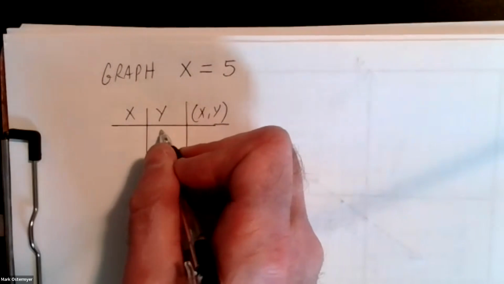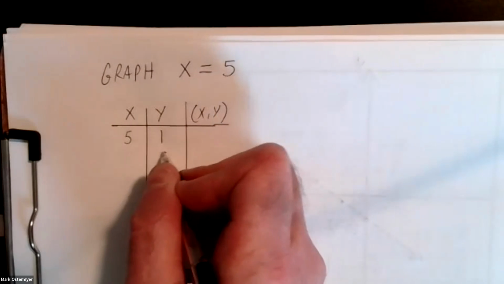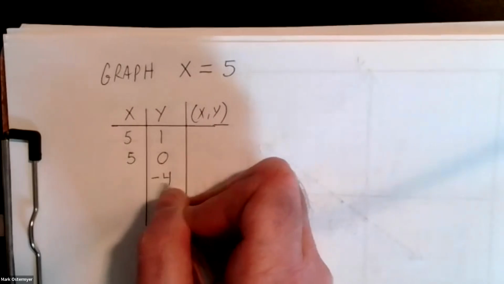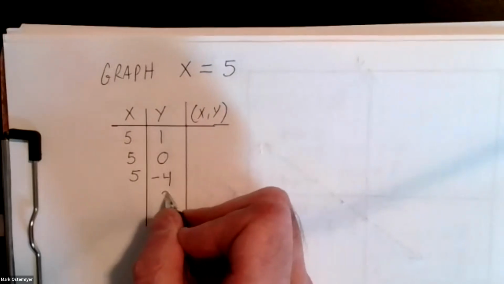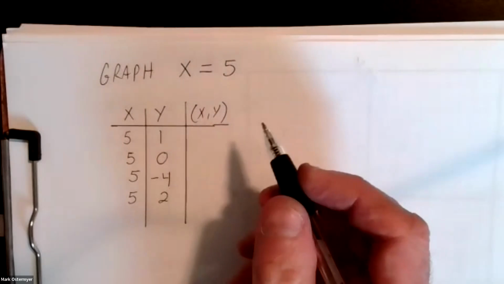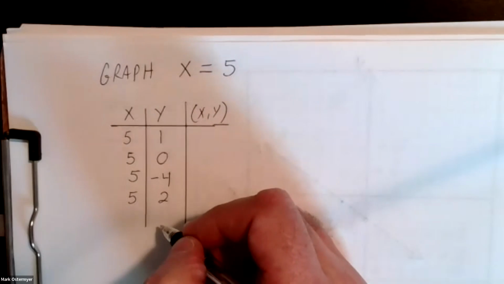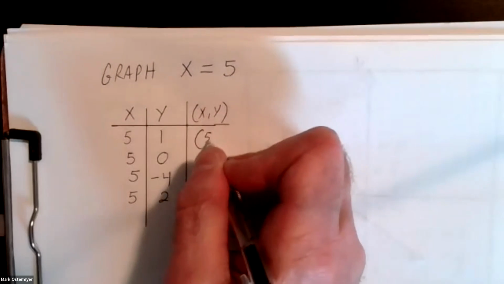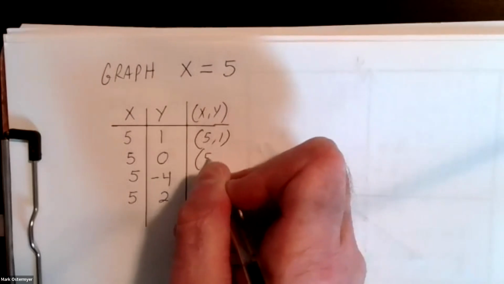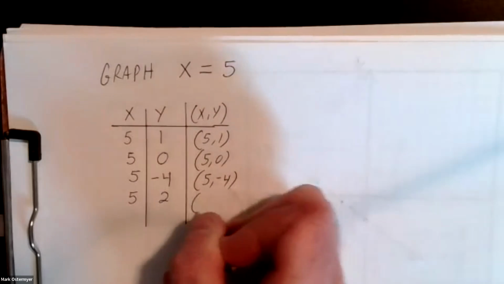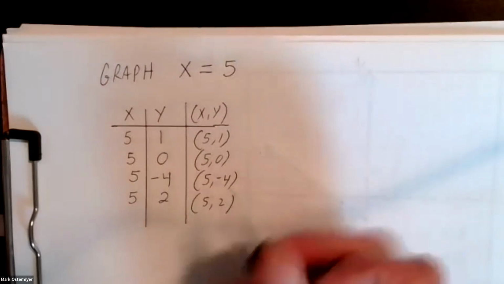So if y is equal to 1, x is 5. If y is equal to 0, x is 5. If y is equal to -4, x is 5. If y is 2, x is 5. x is always 5, regardless of what y is. y could be anything, but x is always 5. So we got some ordered pair solutions to this equation. And now what I will do is plot these and graph that linear equation.